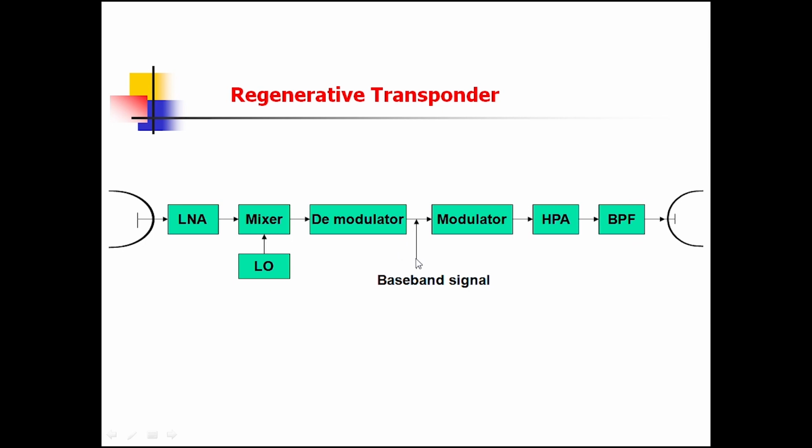This baseband signal is fed to the modulator again after amplification along with the carrier. Modulator requires a carrier along with the baseband signal. Then it is modulated again. The signal is then amplified by using high power amplifier and filtered using band pass filter and then applied to the transmitting antenna for further transmission to the distant end.